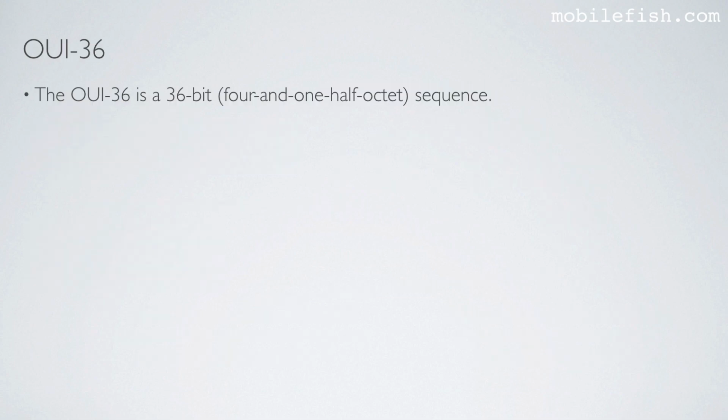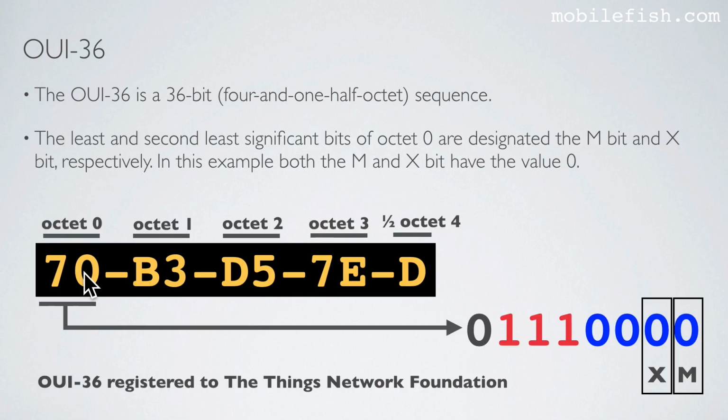The OUI-36 is a 36-bit, 4.5 octet sequence. This is the first octet, the second octet, the third octet, the fourth octet, and a half octet. If we only look at octet 0, this is octet 0. The least and second least significant bits of octet 0 are again designated the M bit and the X bit. In this example, both the M and X bit have the value 0. This particular OUI-36 is registered to The Things Network Foundation.